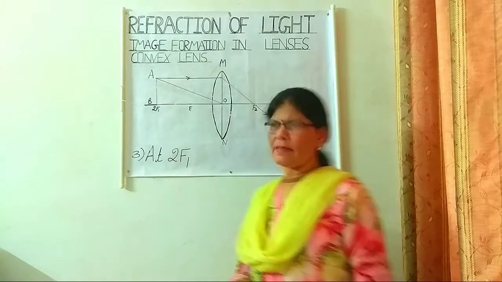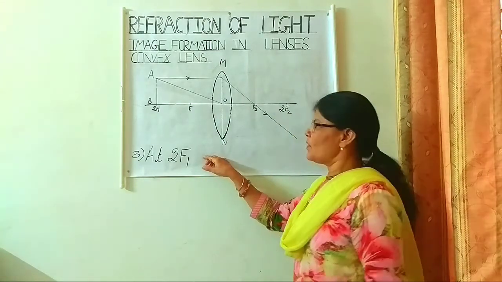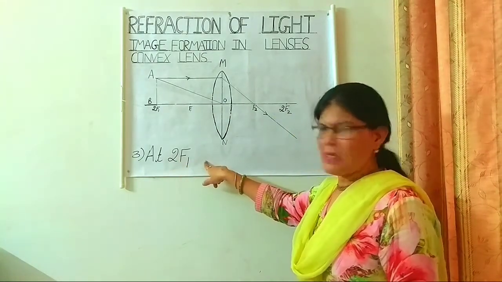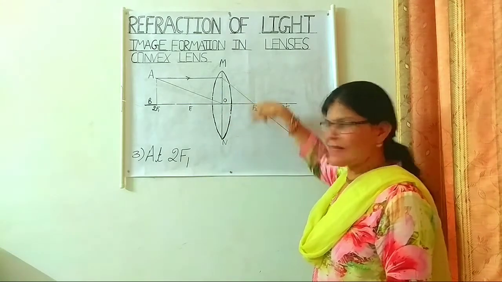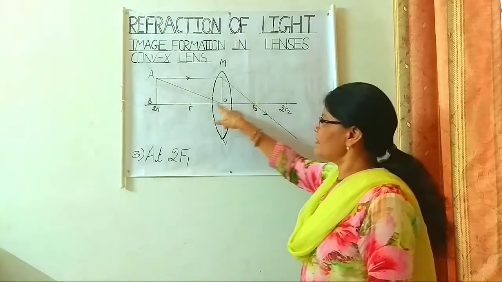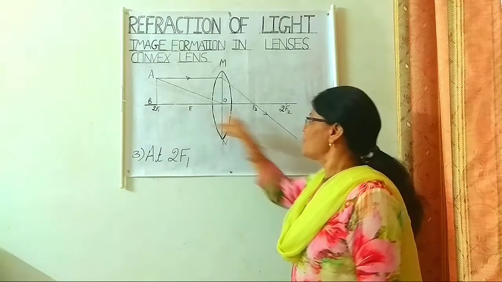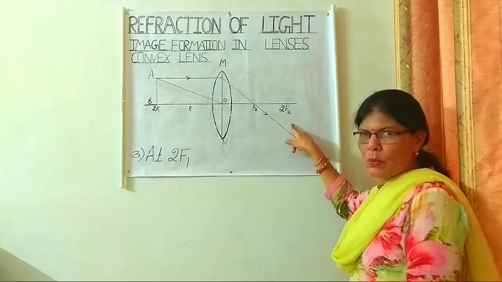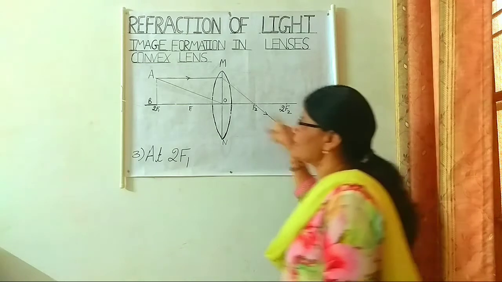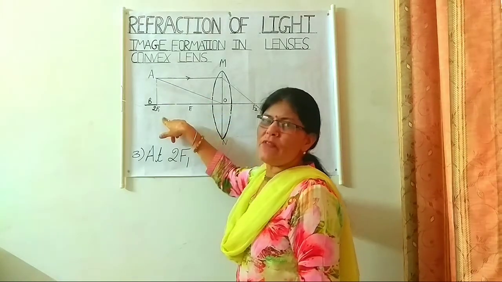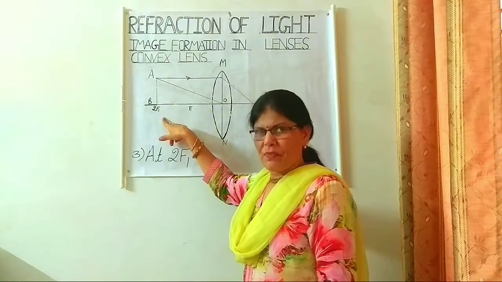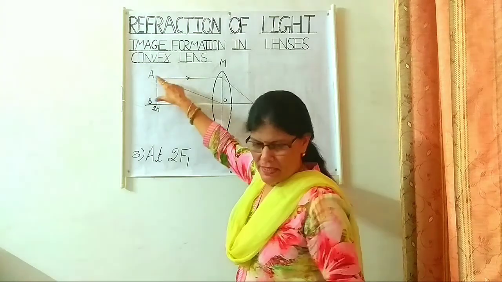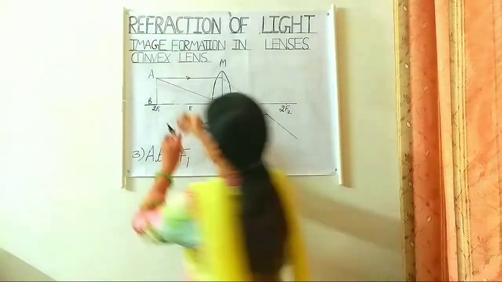In the third case, our object is at 2f1. This is our convex lens, this is the optical center, this is principal focus 1, principal focus 2, 2f1, and this is 2f2. Our object is at 2f1, that is C1. This is our object AB.